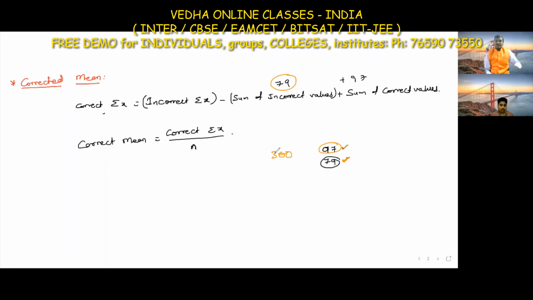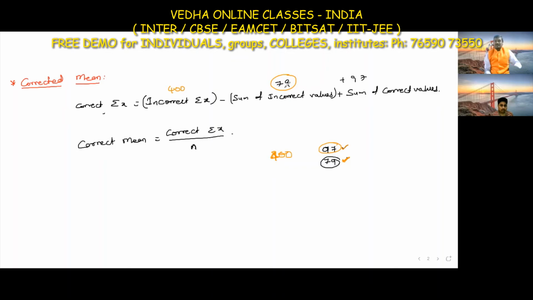Yes, sir. 400. I am taking 400. The total incorrect mass is 400. From 400 we have to subtract 79, and we have to add the correct mass. The correct mass is 97. So 97 minus 79.